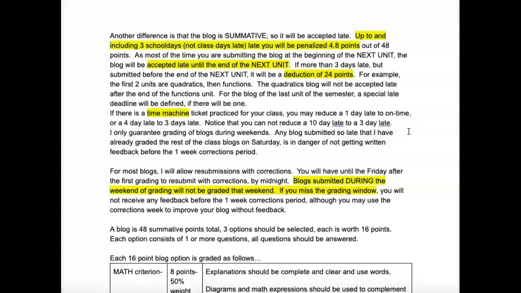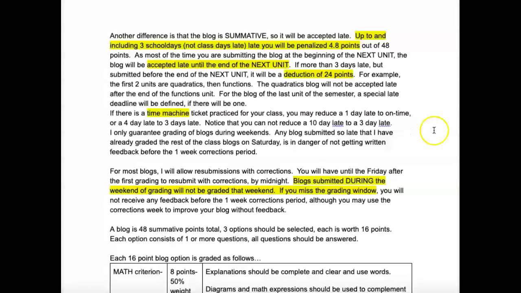So if you are doing your first submission and you're submitting it late, and it's so late that I've already graded the rest of the cohorts, then you're in danger of not getting it graded during that weekend at all, which means you will not get your feedback, which means you don't have feedback to do corrections. You can do corrections if you want to, but I'm just not going to give you written feedback for it.